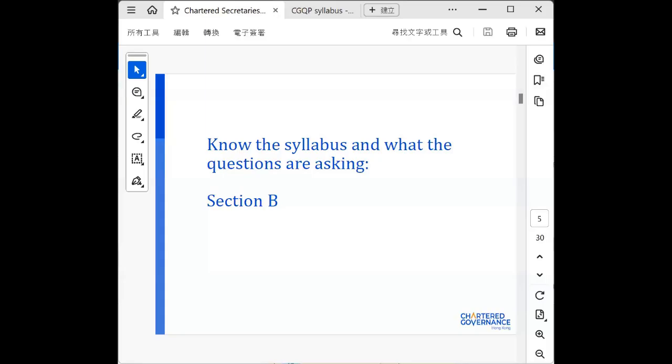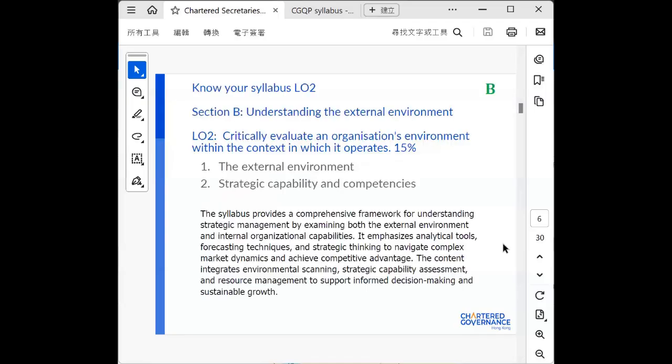So next, we'll be looking at Section B. Section B is about the external environment. In the learning outcome, you are required to critically evaluate an organization's environment within the context in which it operates. It's divided into two sections. The first one is about the external environment, and the second part is about the strategic capability and competence.